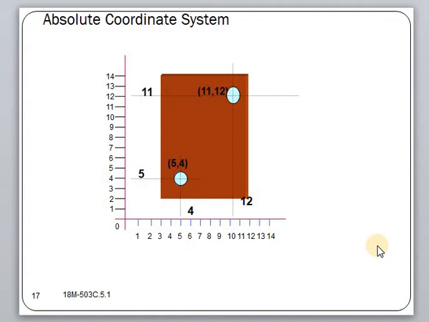So this is the absolute coordinate system. So this is the origin point. For example, this is a point A, which is located at 5 and 4. And this is a point B, which is located at 11 and 12 from the origin. Let me explain about this once again.